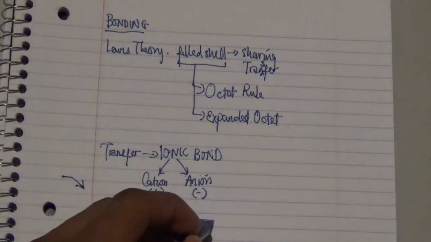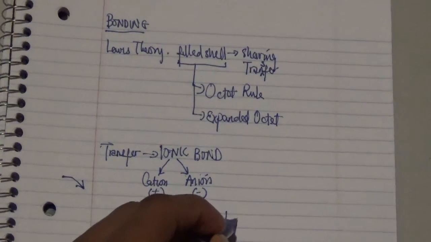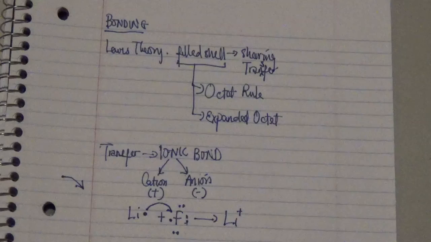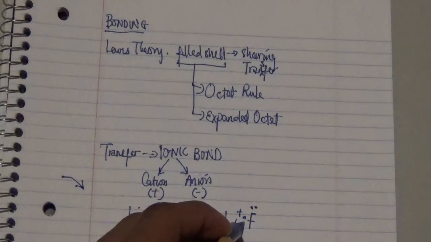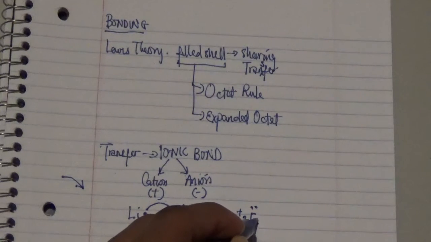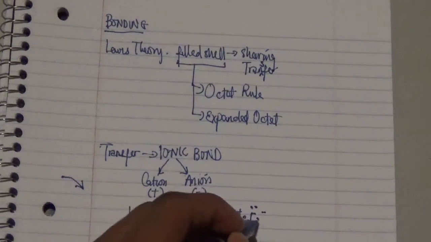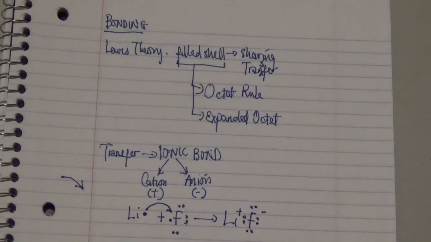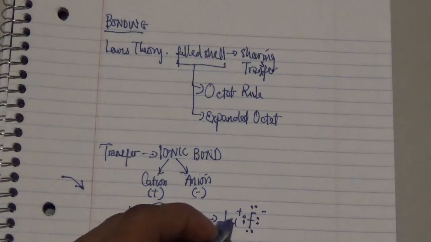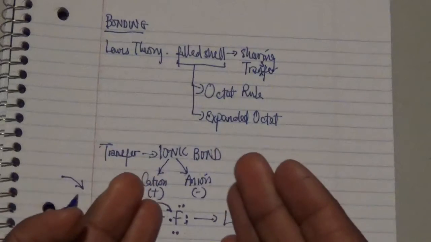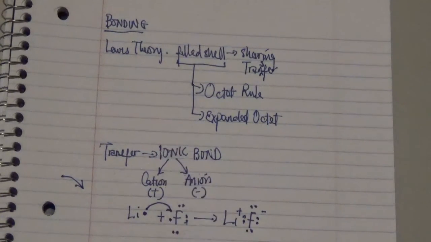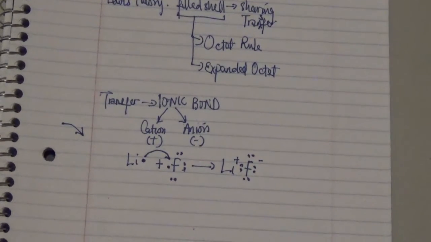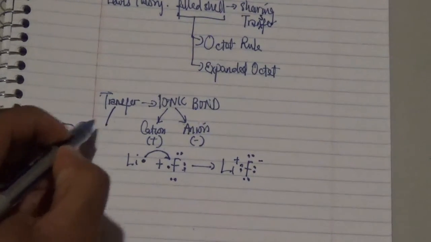So you form a positively charged lithium and a negatively charged fluoride, and that forms lithium fluoride overall. These 2 atoms come together by an interaction forming an ionic bond overall.